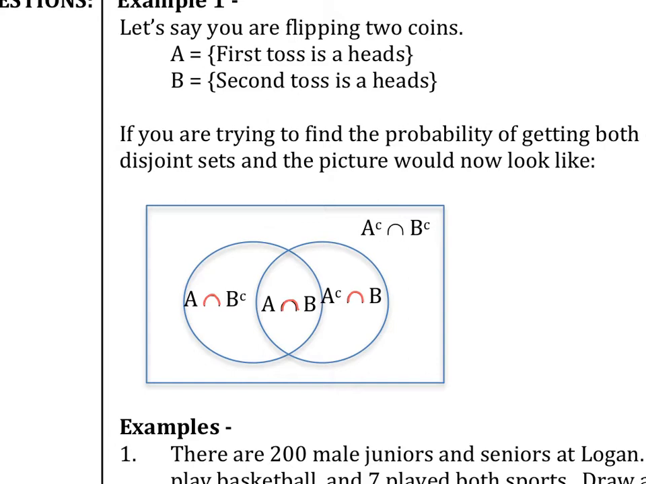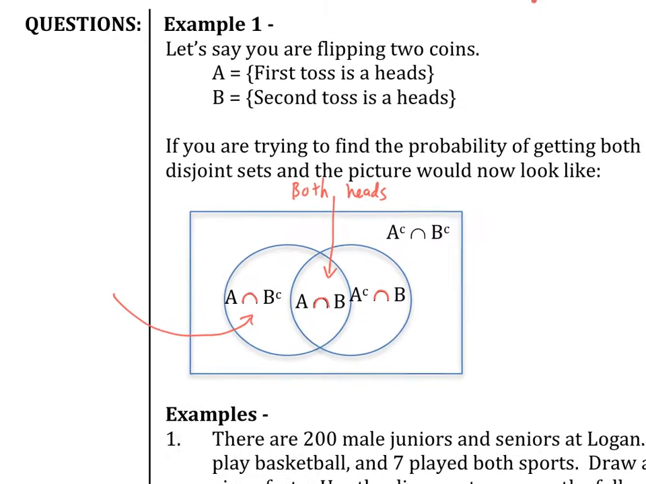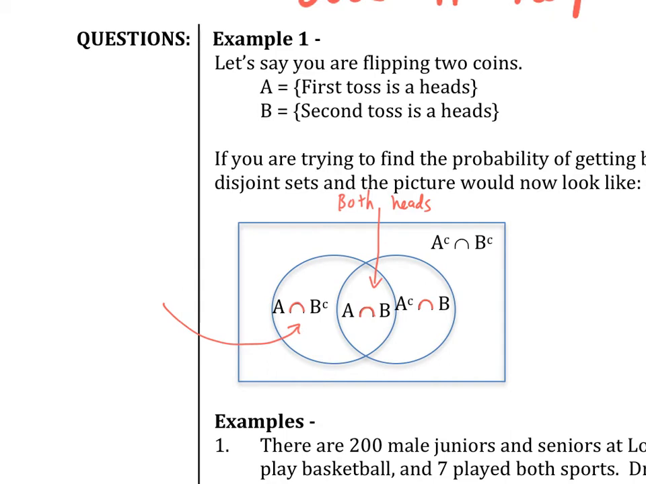So the middle right here would be both our heads. In the exact middle here, it would be the first toss is heads, which is A, and the second toss is heads, which is B. On the left side, this means that the first is heads and the second is not heads, or it'd be tails. The second is not heads, which would mean the second is tails.